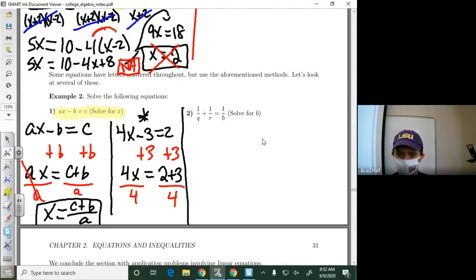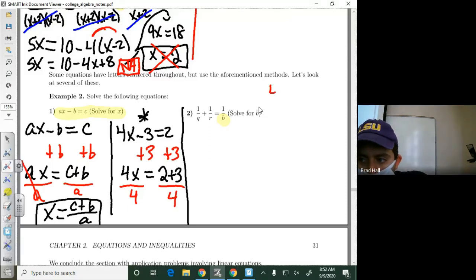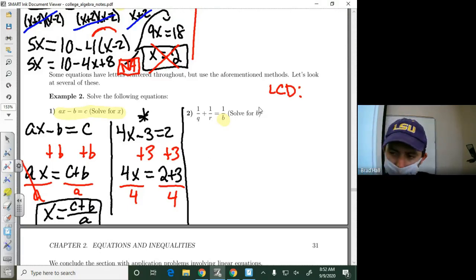So for problem 2, it's a little bit more intricate. We are solving for b, which means we need to figure out a way to get that variable by itself. I immediately see a fraction. As soon as I see a fraction, the first thing I think of is least common denominator. That's true even if there's a bunch of symbols instead.